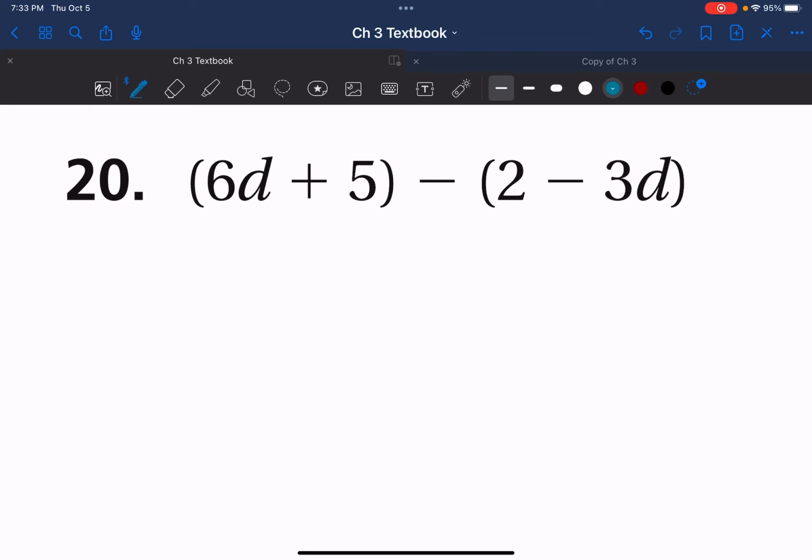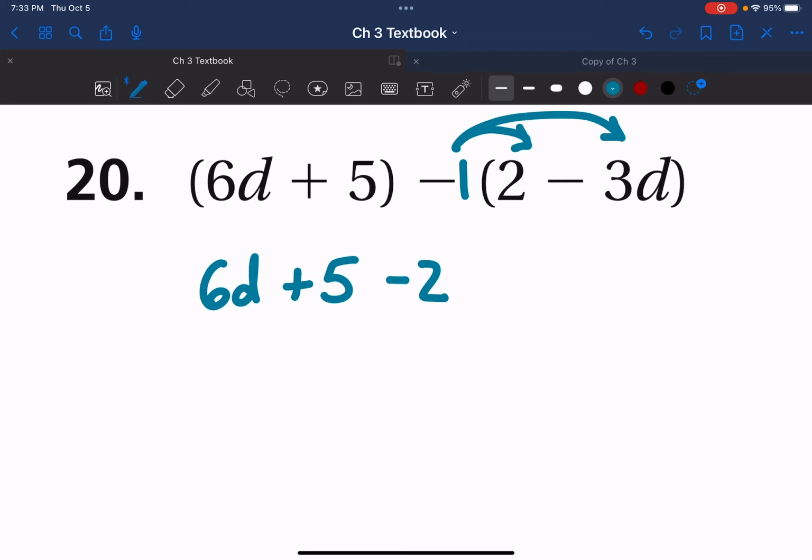I know technically there's a 1 out here, and I don't really have to distribute it because it's not going to make any difference. So if I rewrite this, it's just going to be 6d plus 5. But what we learned from this video is technically there's a 1 here, and that's not 1, that's negative 1. So when I distribute that through, it's going to change things. The 2 will now become a negative 2. The negative 3d is now going to become a positive 3d.